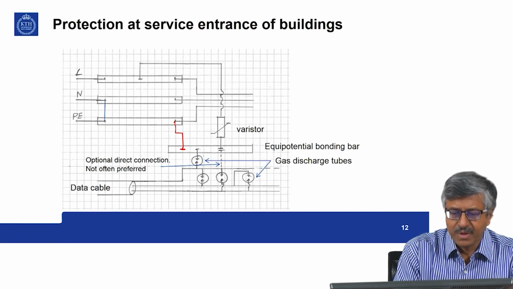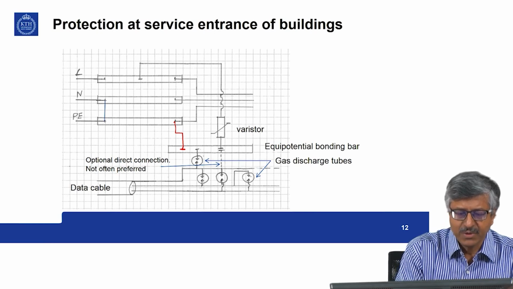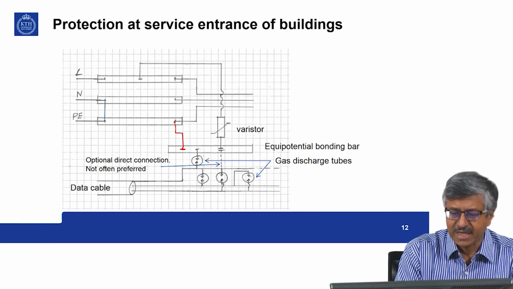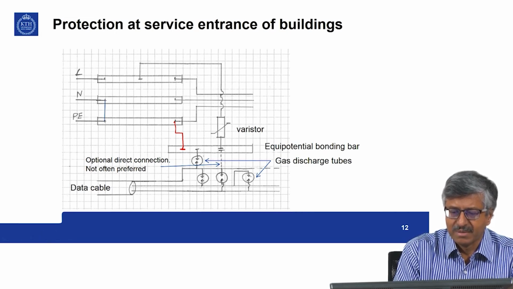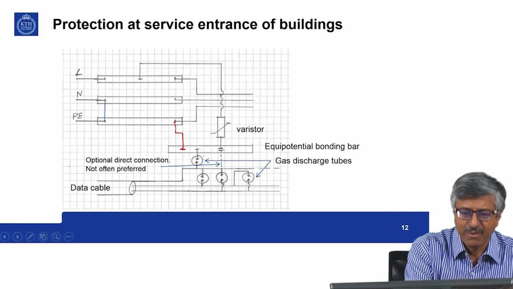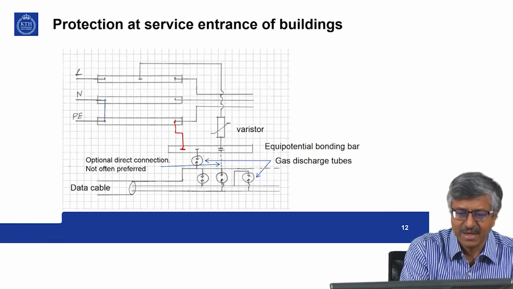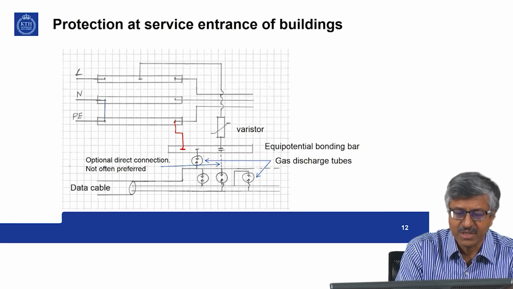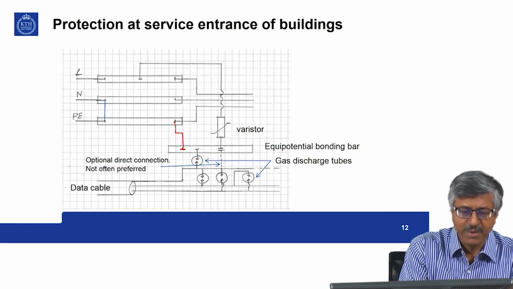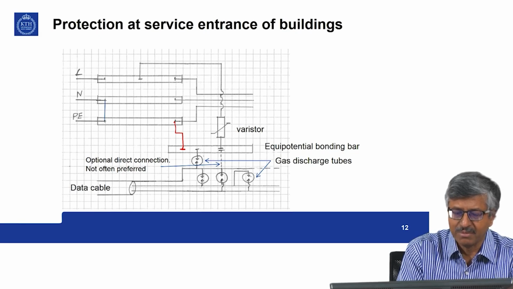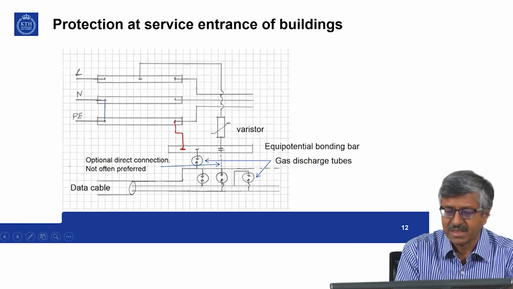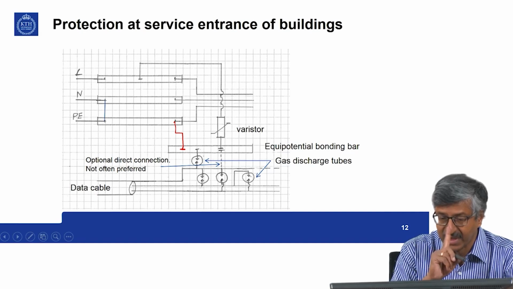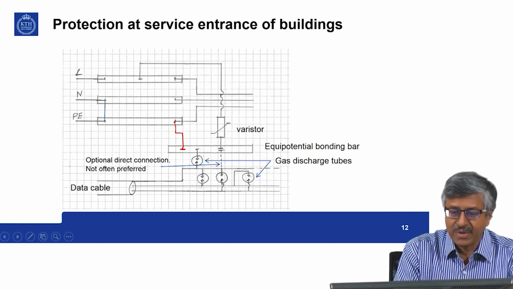Then in some cases you can connect the shield of the data cable directly to the equipotential bar, but often it is not done because you can have large stray currents along the earthing system, and these stray currents can get into the cable shield, and through the transfer impedance of the cable shield you can have disturbances in the communication lines. So, often direct connection is not preferred.